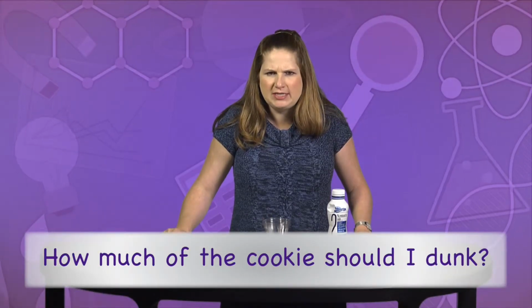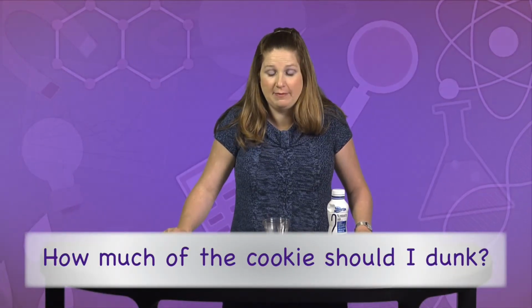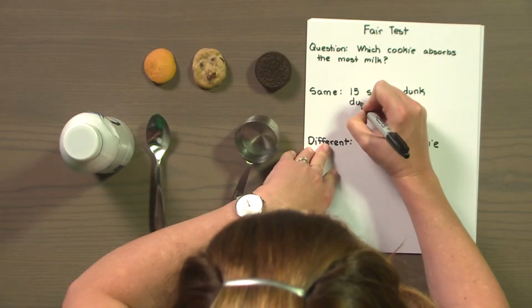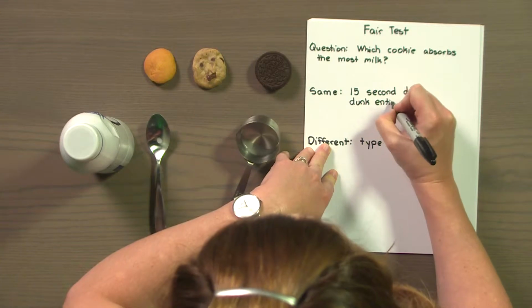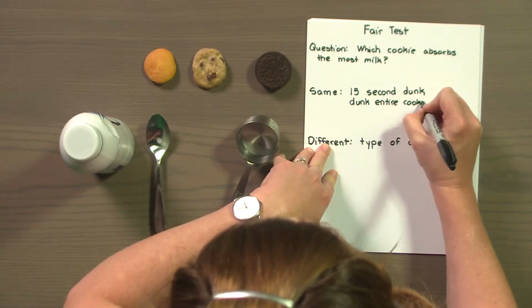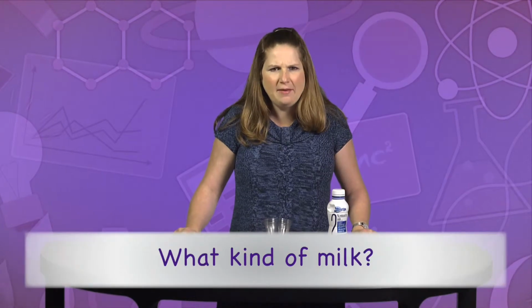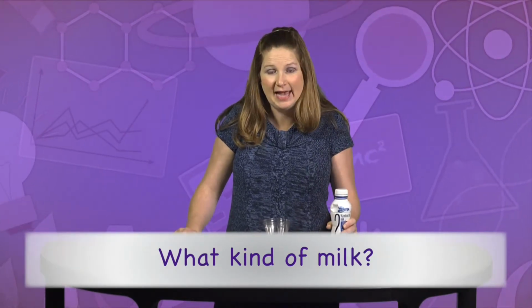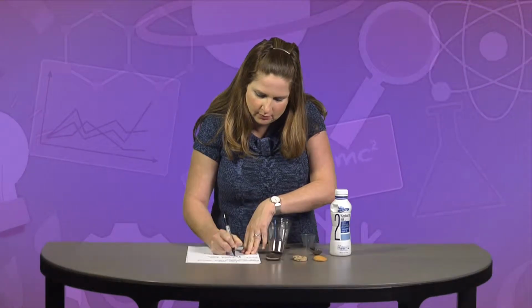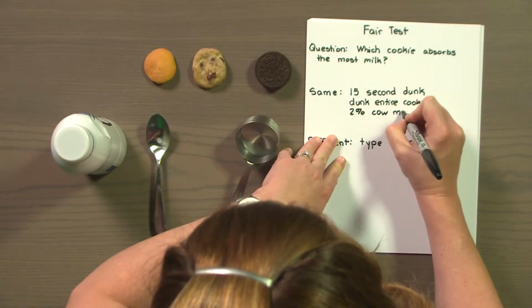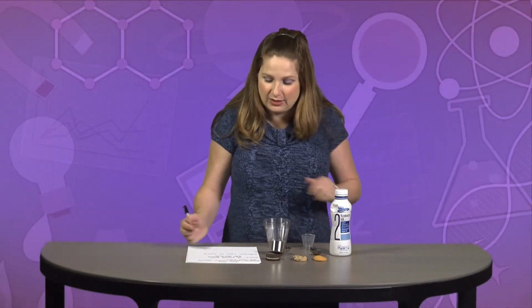How much of the cookie should we dunk in? I say the whole cookie should be in the milk. Dunk entire cookie. What kind of milk? Well, here I have 2% cow milk. Wow, this experiment is starting to make me hungry. Now we need to decide how many times to do it. Silently hold up your fingers to show how many times we should do the test. Well, I'm going to do the experiment 3 times with each cookie.